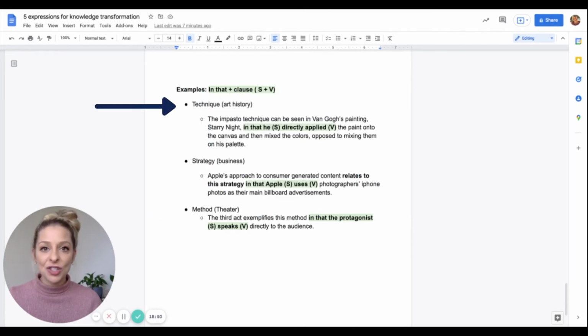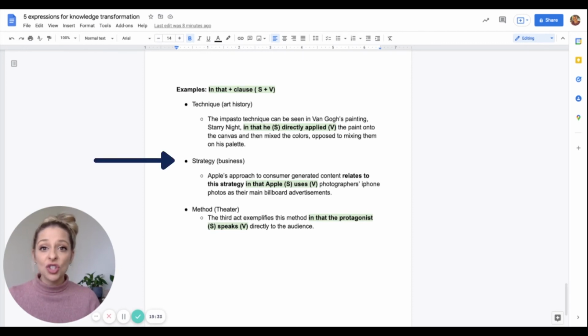Let's say we're in art history and we write, The impasto technique can be seen in Van Gogh's painting Starry Night, in that he directly applied the paint onto the canvas and then mixed the colors, as opposed to mixing them on his palette. So we have the word in that, he is your subject, and then directly applied is your verb. So we mention the technique and then we say how it was used. And that is accomplishing knowledge transformation.